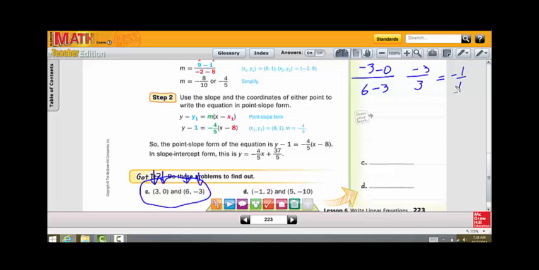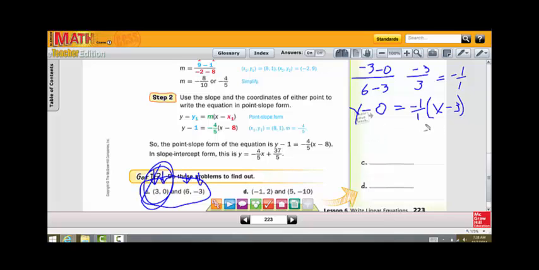So now we can put it in point slope form. We can take this point, we're going to put y minus our y value is 0 equals negative 1, I'm going to put it over 1, times the quantity x minus 3. There's our point slope form of the line, and now we need to turn that into the slope intercept form.